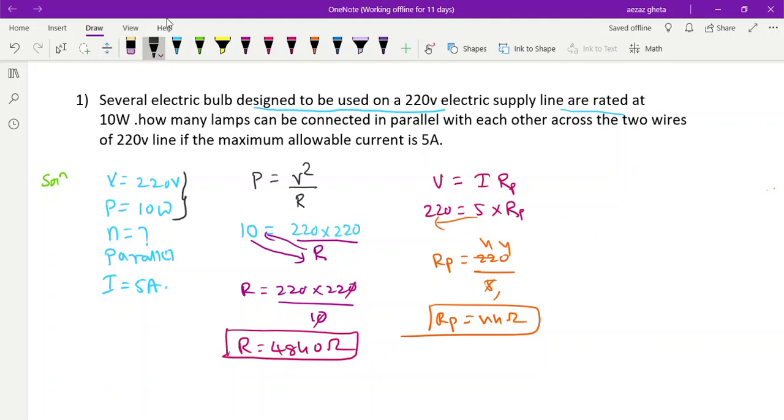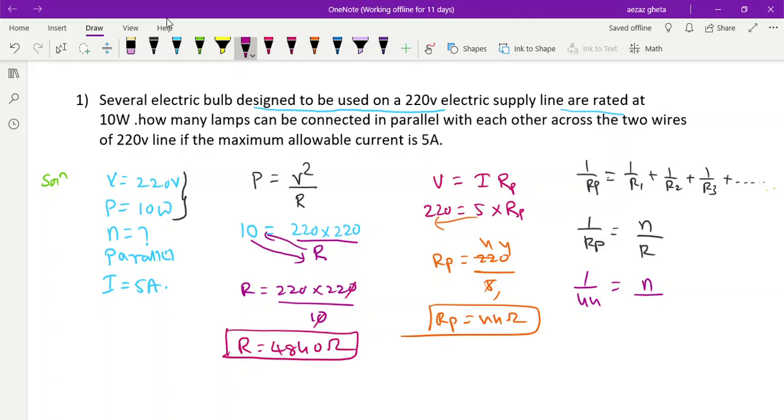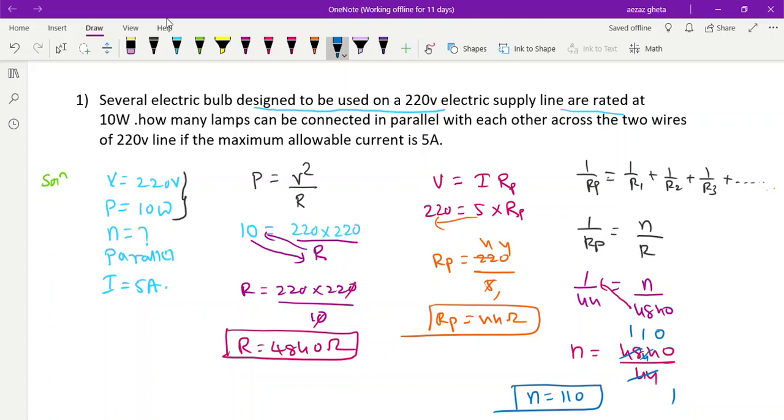Now we will use the 1 by Rp formula. 1 by Rp is equal to 1 by R1, 1 by R2, 1 by R3, but we don't know how many there are, so we write N. 1 by Rp is equal to N by R, where N is the number of bulbs. Rp is 44, N we don't know, and R we know, 4840. So N is equal to 4840 divided by 44. We can cancel it and get the answer as 110. How many bulbs can be connected? 110 bulbs can be connected.